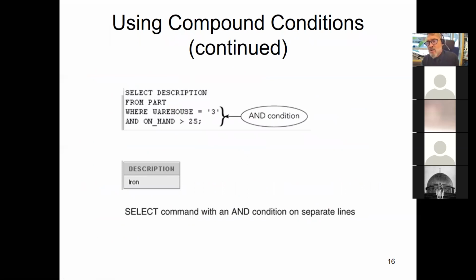So an AND condition is always going to restrict the number of rows even further, because two things have to be true, not just one thing. Two things have to be true, and it's less likely for two things to be true than it is for one thing to be true. I hope that makes sense to you, right?